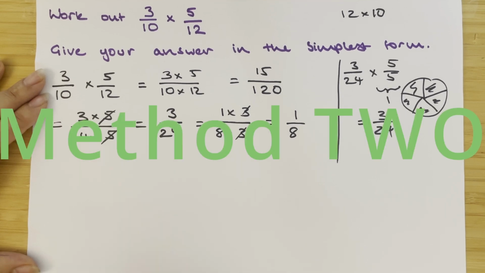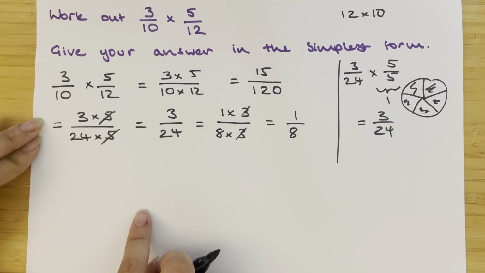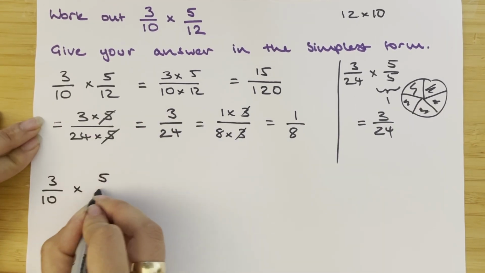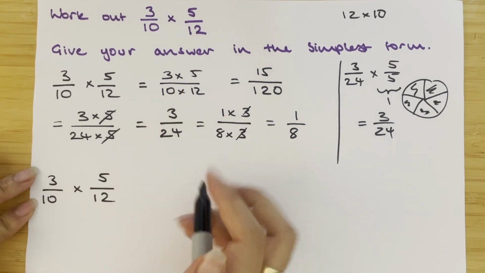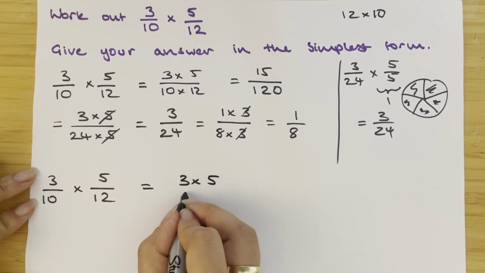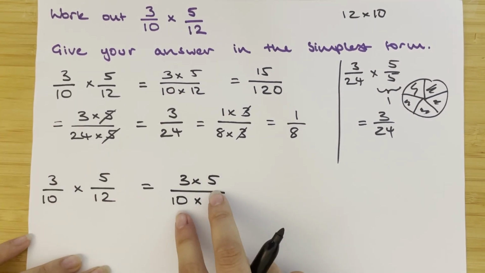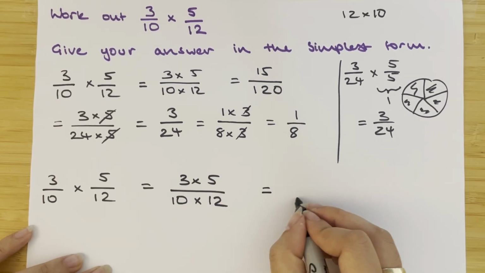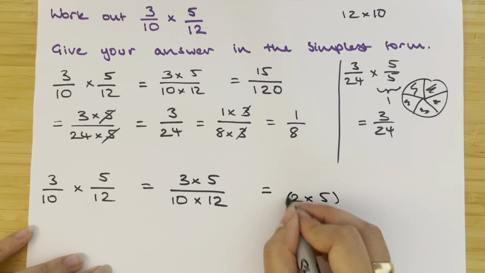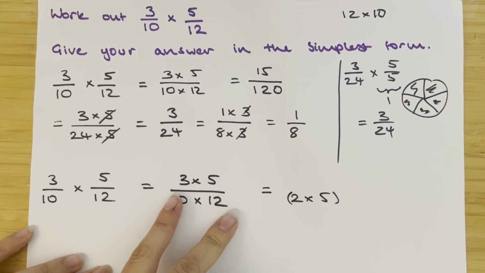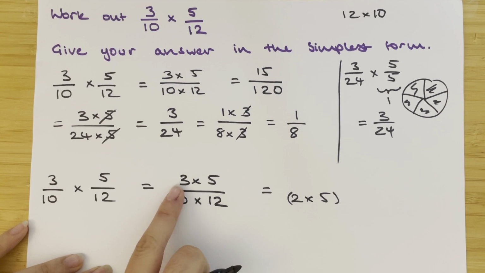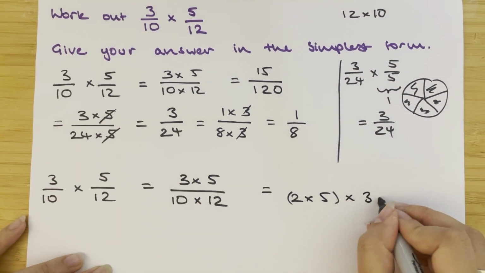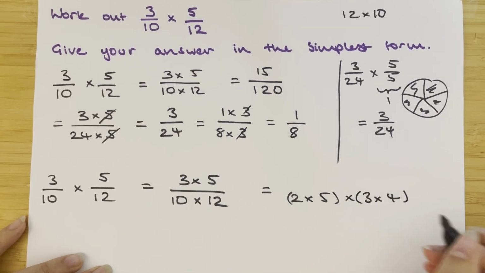Okay, the other method. What we can do is we can get to this step again, times by 5 over 12. Okay, and then move into that step, 3 times by 5 over 12. Okay, then what I notice is 10 is equal to 2 times by 5. So when I write it out again, instead of 10, I'm going to write 2 times by 5. I'm going to put that in brackets. And then what I notice as well is 12 is equal to 3 times by 4. I'm also going to put that in brackets.